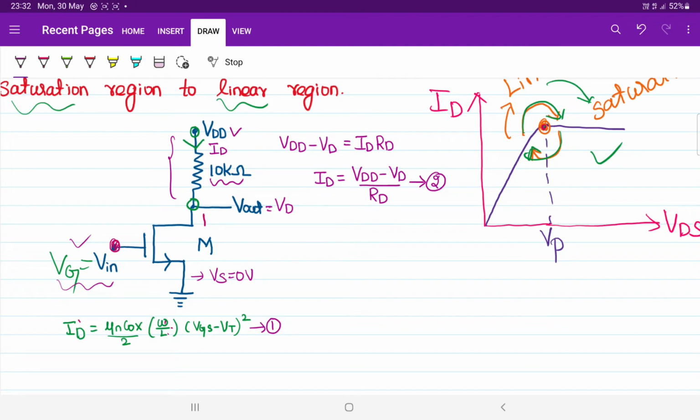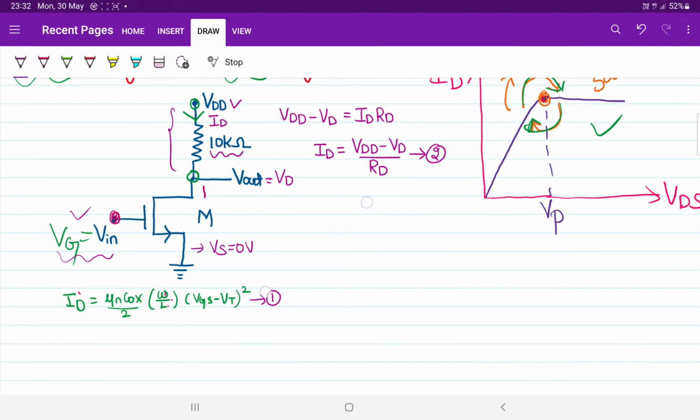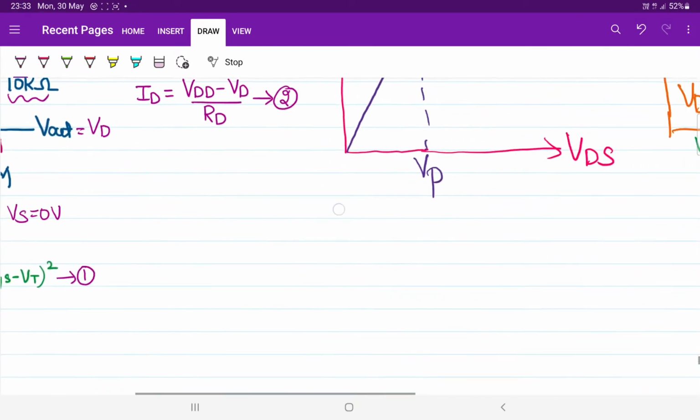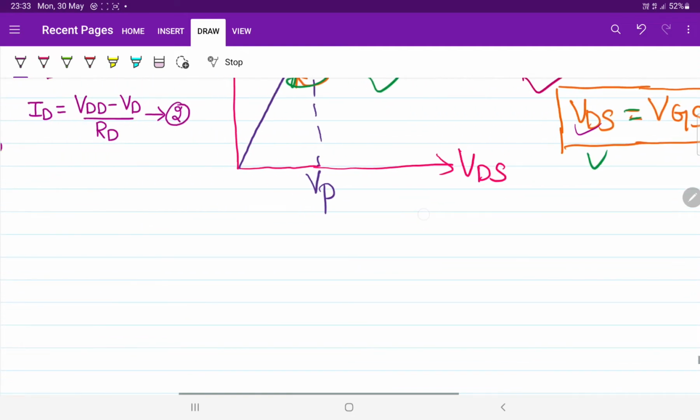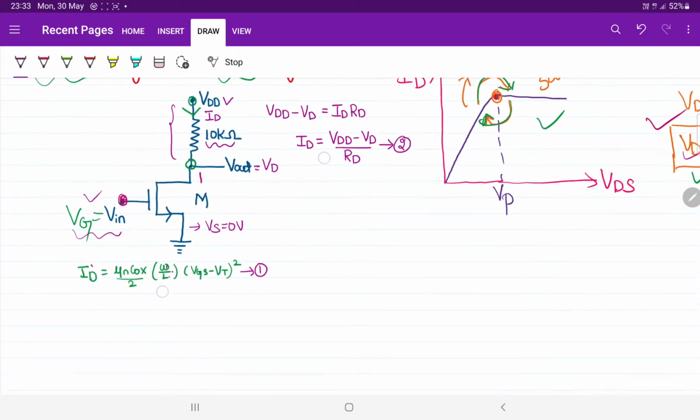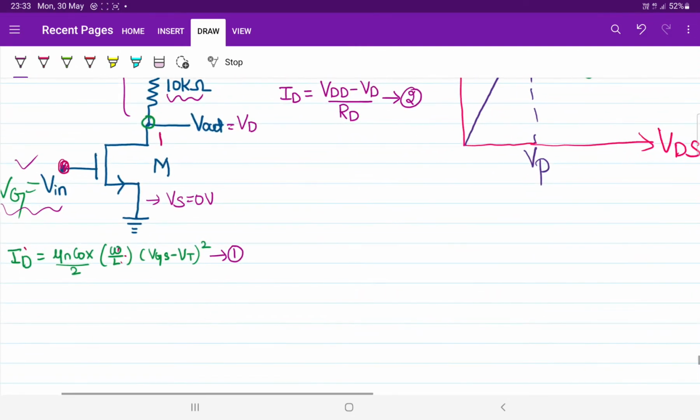Okay, now substitute all the data. First thing is, I found the switching condition. So here I need to know the value of VDS, VGS, VT, everything. So let us see how to do that. Take your question. Now tell me, what is the value of VDS?